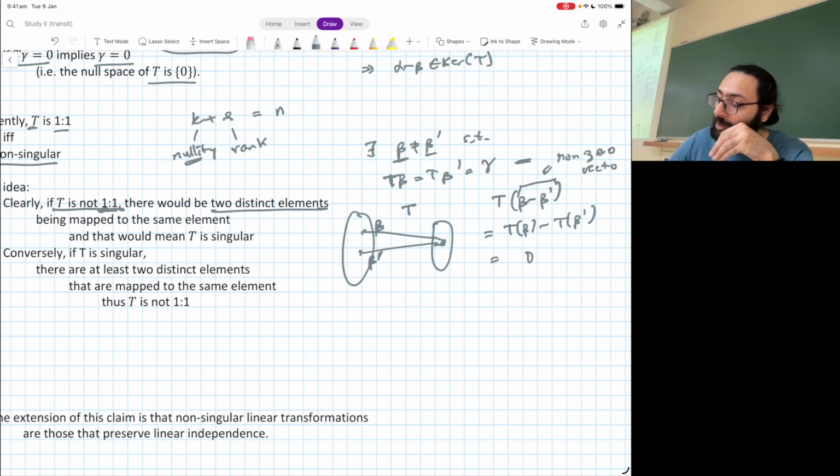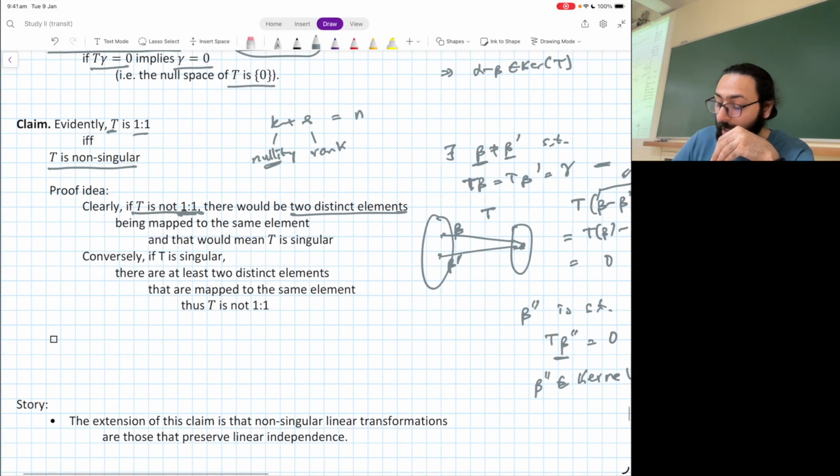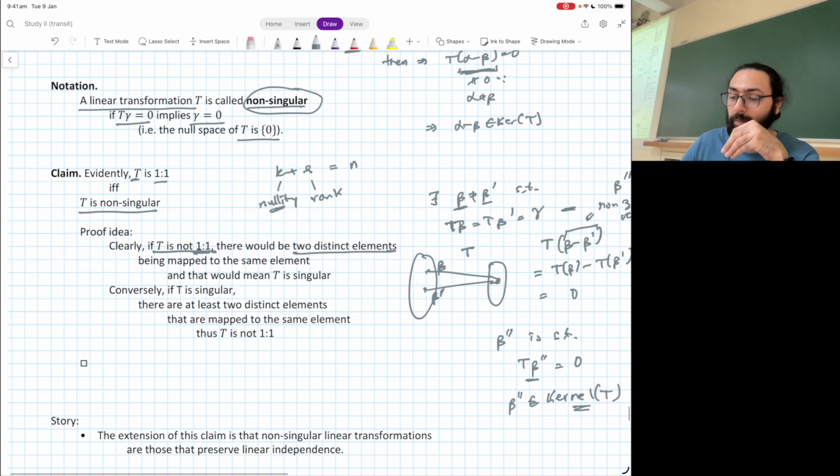So now what do we have? Let's call this beta double prime. So beta double prime is such that when you act with T, it gives you 0. So what does this mean? Does beta double prime belong to the kernel? Correct, it belongs to the kernel of T. And if something belongs to the kernel, what does that mean? That T is singular, because there is some non-zero element in the kernel. That's all the theorem says.